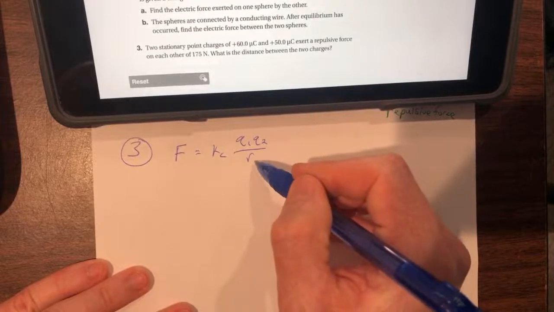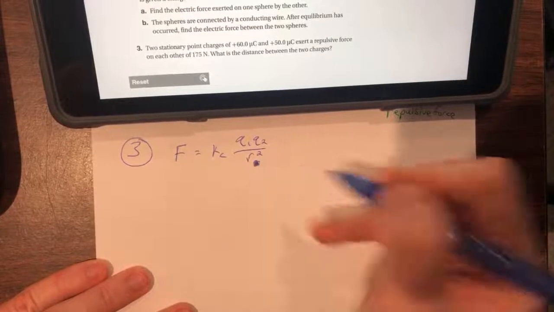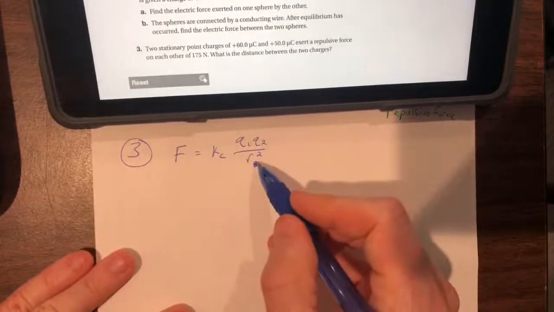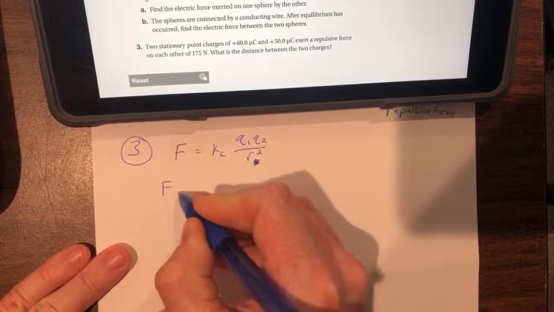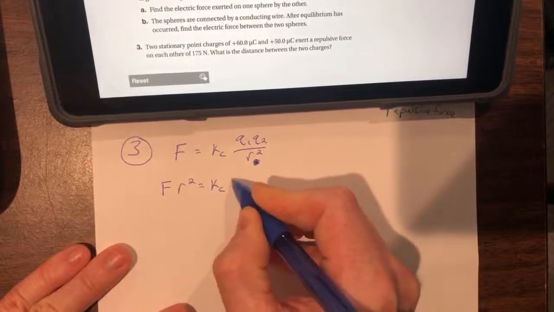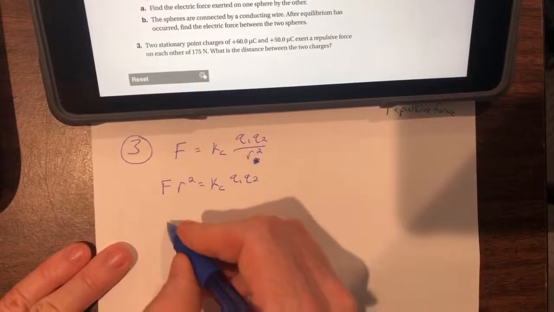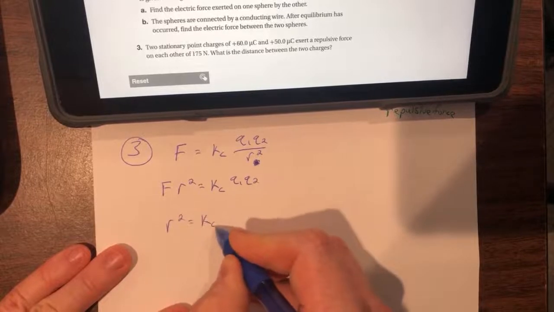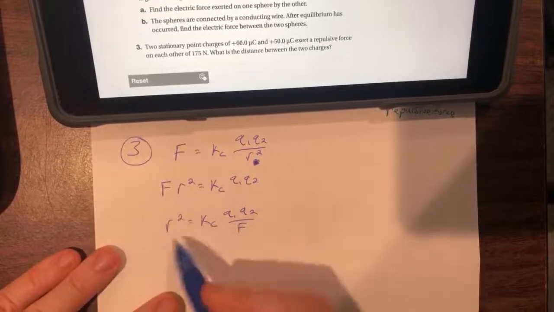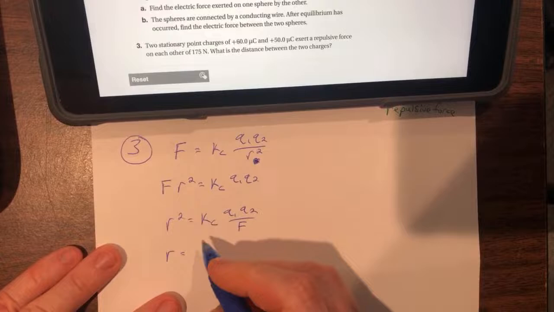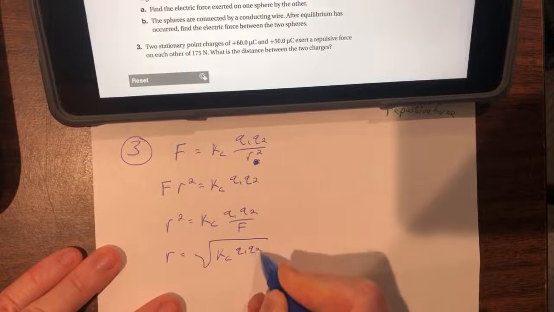The distance is R, so we want to solve for R squared and then figure out what that is. So let's multiply both sides of the equation by R squared first. That's going to get us F R squared equals KC, Q1, Q2. And we're going to divide by F, so that's going to get us R squared equals KC, Q1, Q2 over F. And we can then solve for R, which is going to be the square root of KC, Q1, Q2 over F.